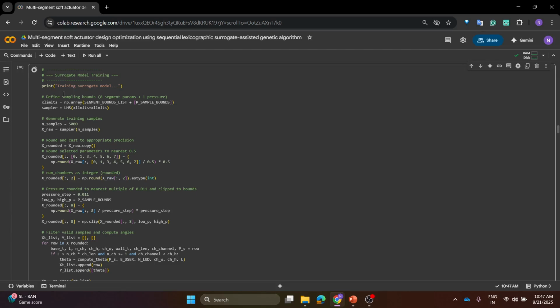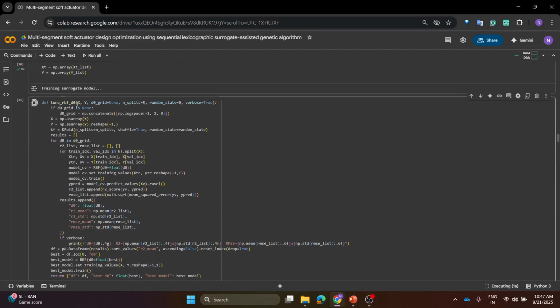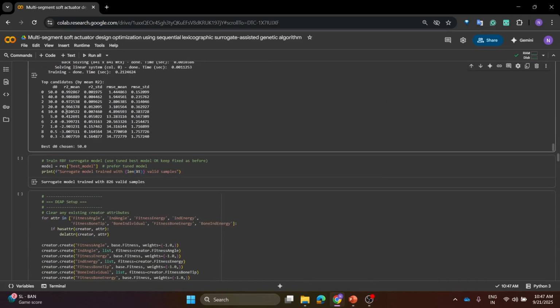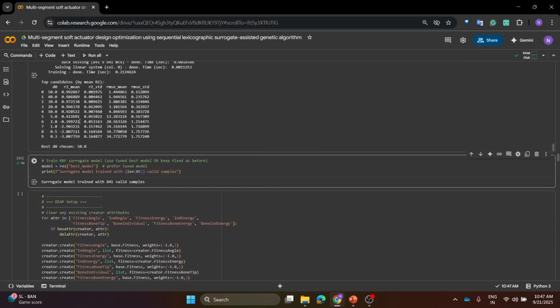So here this is the surrogate model training I am doing using LHS sampling and using 5000 samples here, right? And this is the tune RBF part. In the radial basis function, d theta is the main hyperparameter, and I am tuning it to find at what value of d theta I get how much accuracy of the surrogate model, in order to find the best value of d theta, right? So this is the thing.